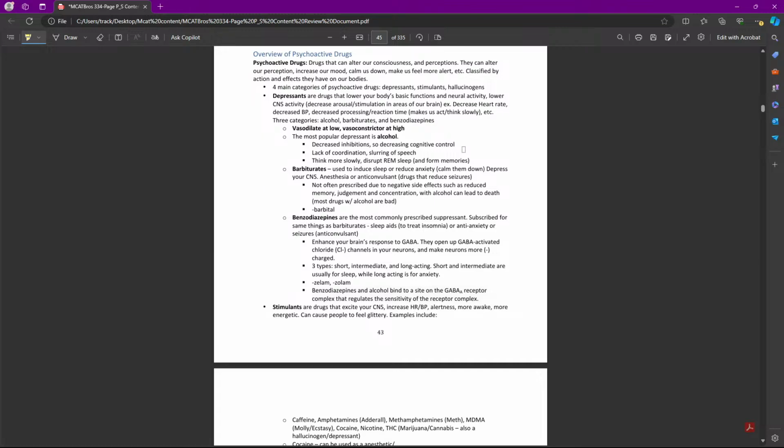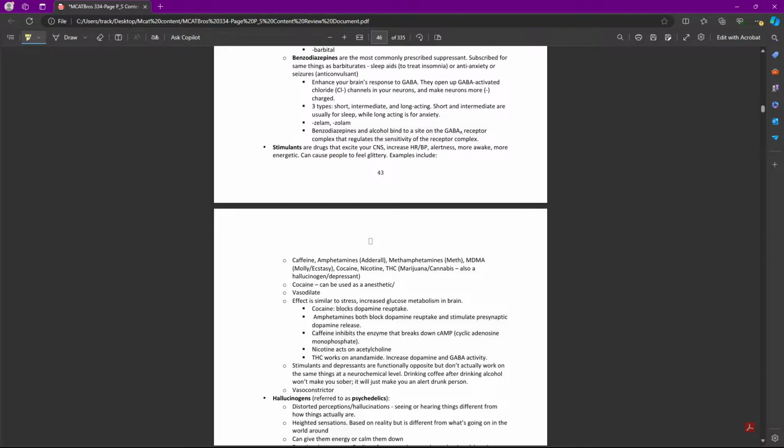Benzodiazepines are the most commonly prescribed depressant, prescribed for the same things as barbiturates: sleep aid or anti-anxiety. It enhances your brain's response to GABA. They open up GABA-activated chloride channels in the neurons and make neurons more negatively charged, so the inhibitory neurons. There are three types: short, intermediate, and long acting. Short and intermediate are usually for sleep, while the long acting is for anxiety. Benzodiazepines bind to a silent GABA receptor and complex that regulates the sensitivity of receptor complexes.